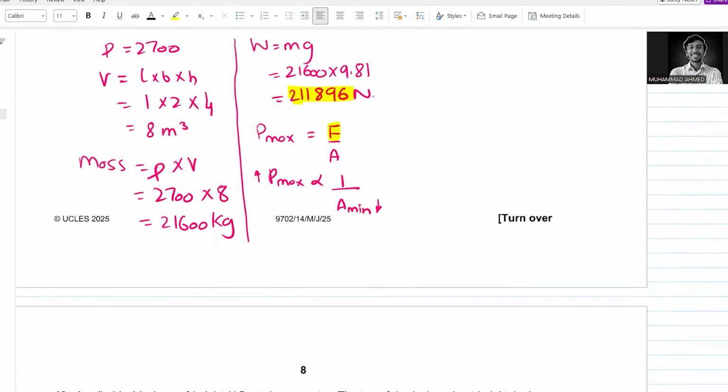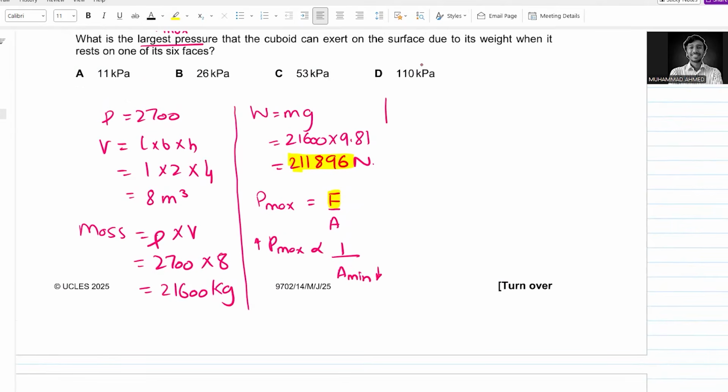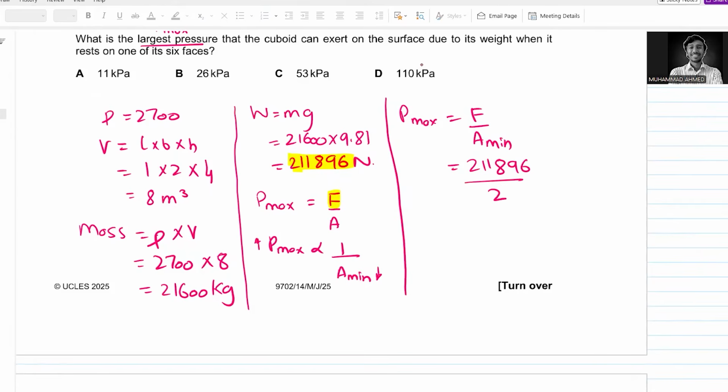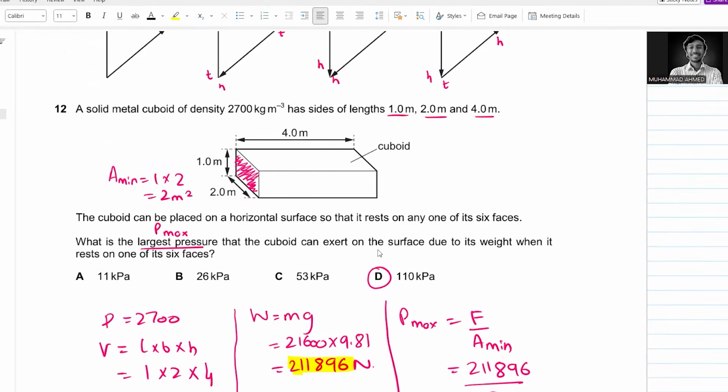Perfect. Can you calculate the maximum pressure? Calculate it, what does the maximum pressure come to? Maximum pressure is equal to force over minimum area. What is the value of force? 211,896. Area minimum is 2. Can you calculate this answer? This comes out to be 105,948 pascals. This is equal to what? Roughly 110 kilopascals. You can round this off to 110 kilopascals. Your answer for 12 comes out to be D.